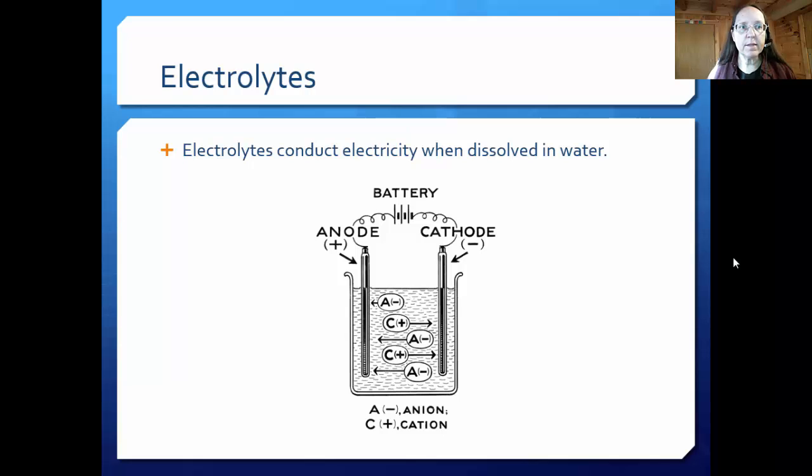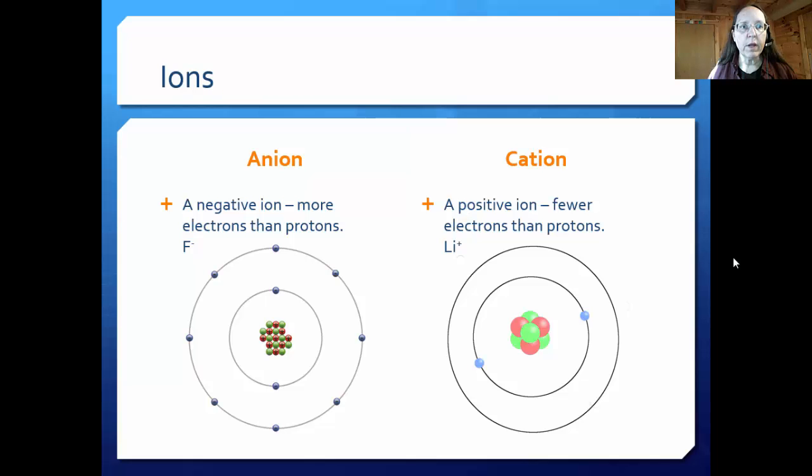But where do the ions come from? Recall that an ion is a charged particle. In order to be charged, an atom or group of atoms must have a different number of electrons than there are protons in the nucleus. Ions can be either negatively charged, more electrons than protons, or positively charged, fewer electrons than protons.